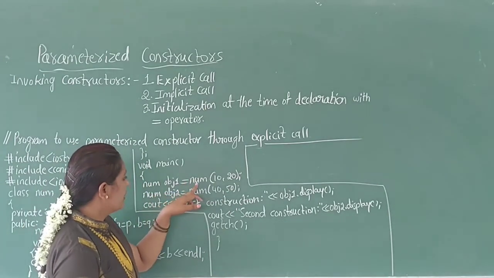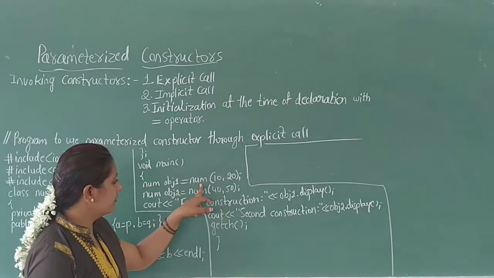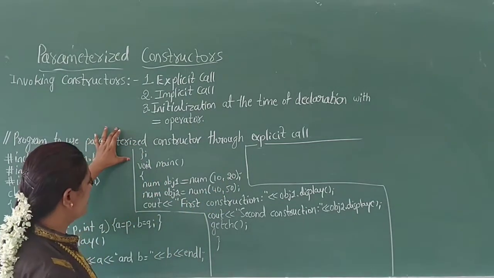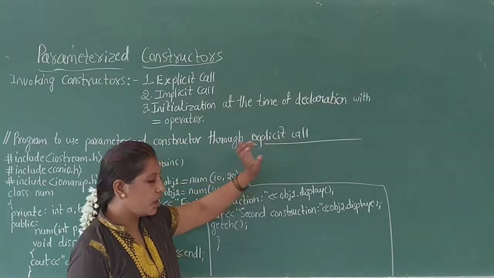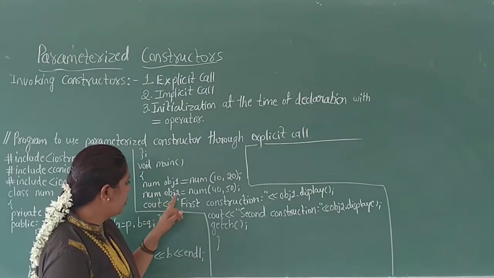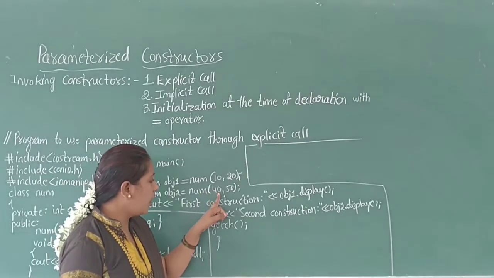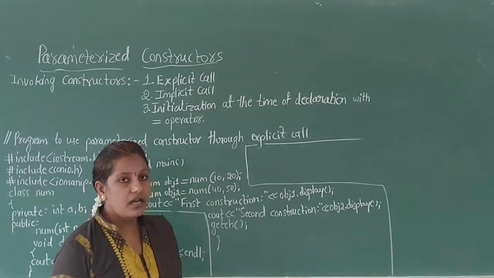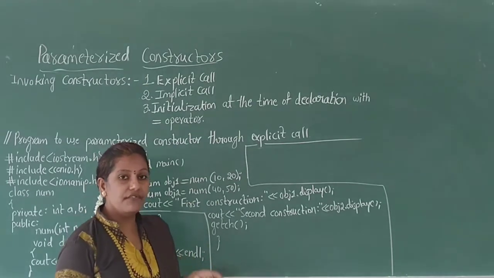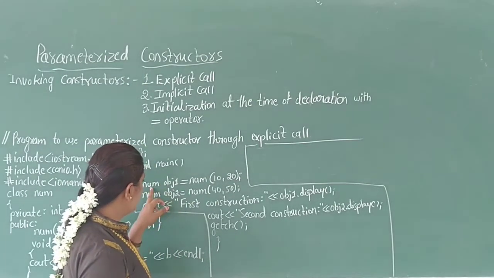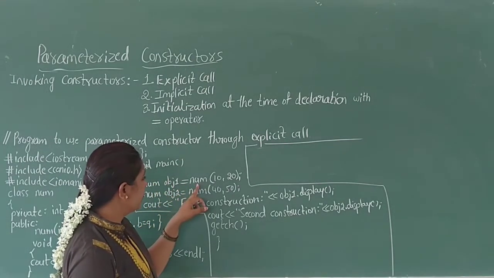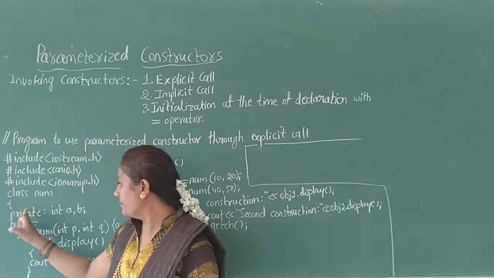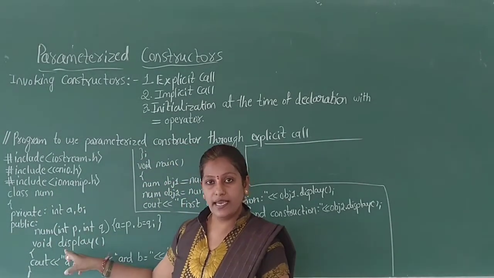Using the assignment operator, the constructor name, and the argument list enclosed in parentheses, the parameterized constructor is initialized through explicit call. Then num obj2 with the assignment operator, constructor name, and argument list 40 and 50 enclosed in parentheses, again initializes the parameterized constructor through explicit call with different values. When the statement num obj1 is equal to num(10, 20) executes, it automatically calls the parameterized constructor that is defined inside the class.